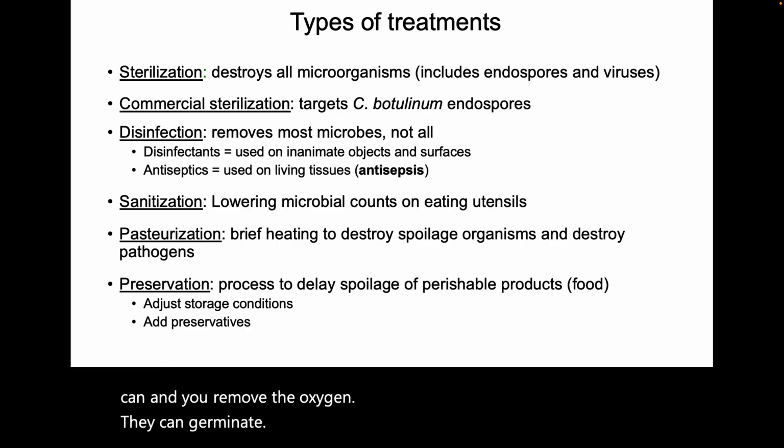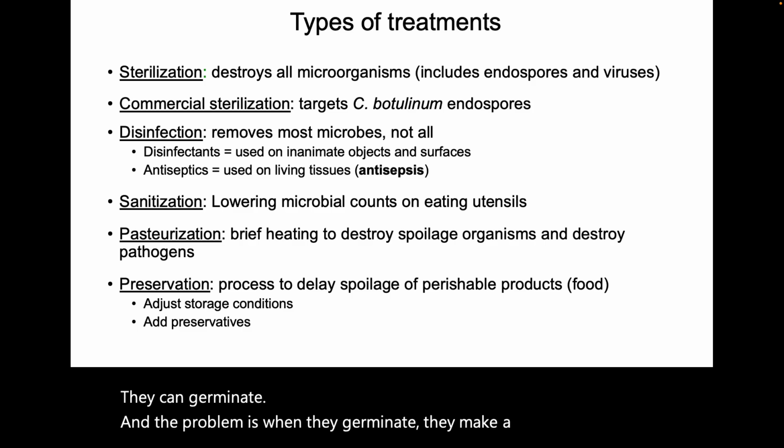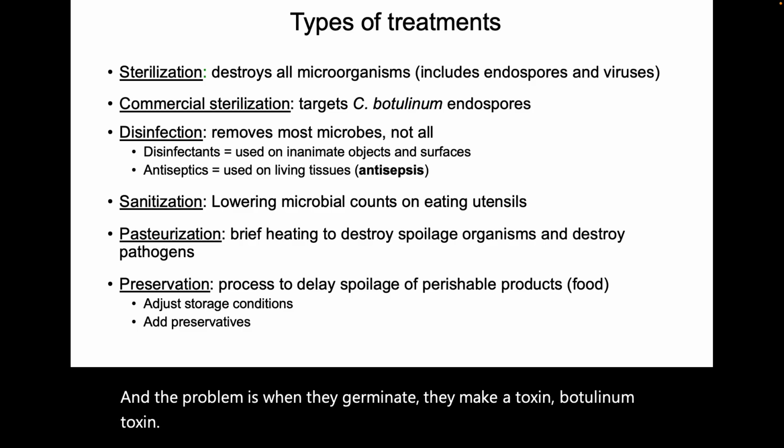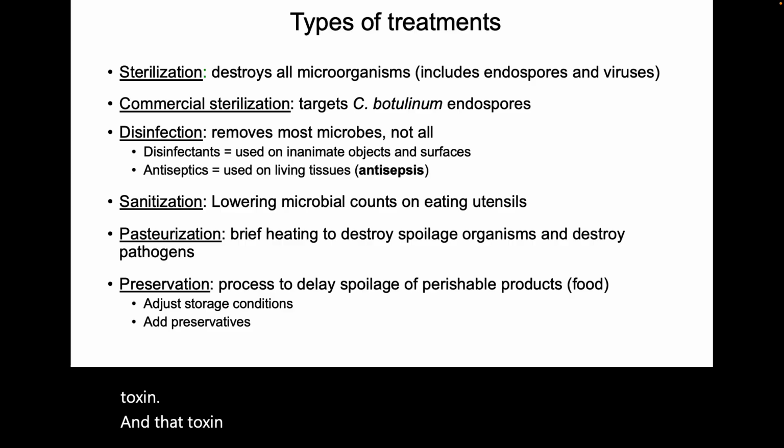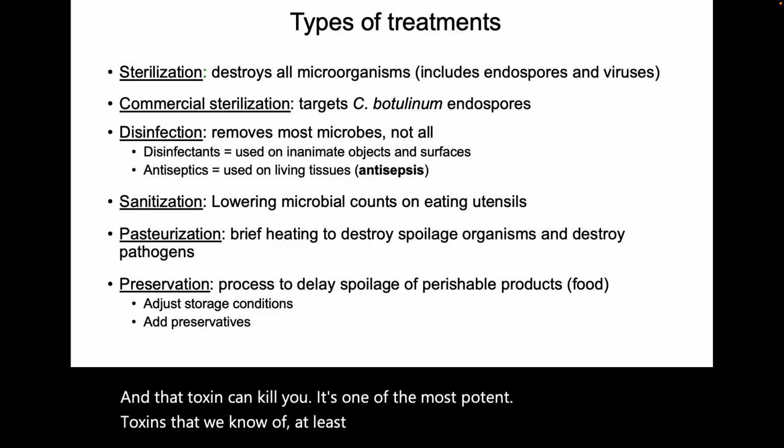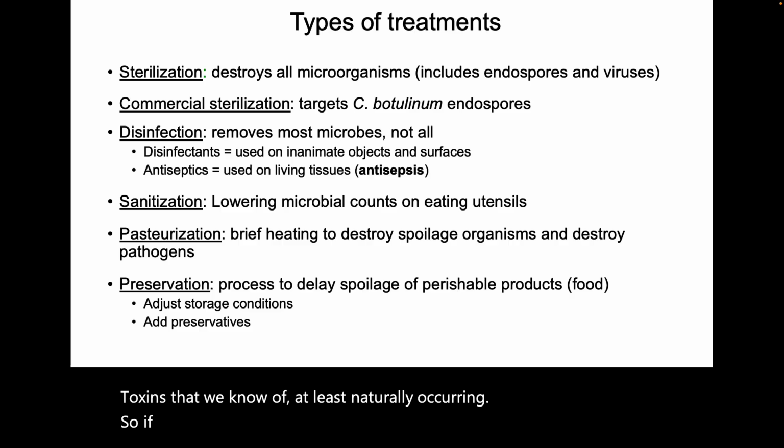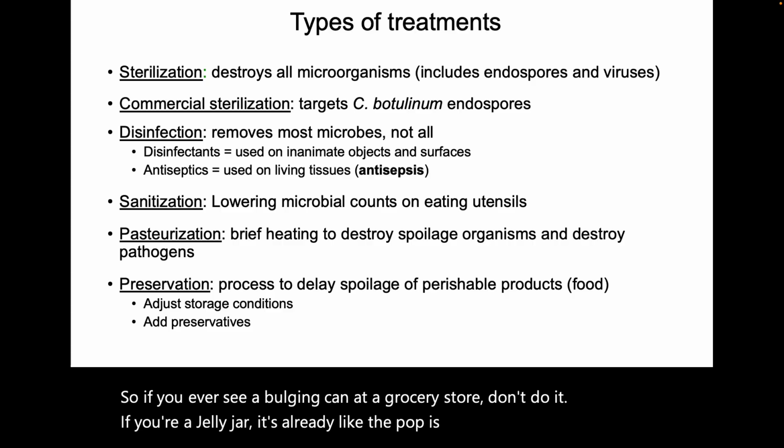And the problem is when they germinate, they make a toxin, botulinum toxin. And that toxin can kill you. It's one of the most potent toxins that we know of, at least naturally occurring. So if you ever see a bulging can at a grocery store, don't do it. If it's a jelly jar, you open it, it's supposed to pop. If it doesn't pop, that's a problem. It needs to pop.